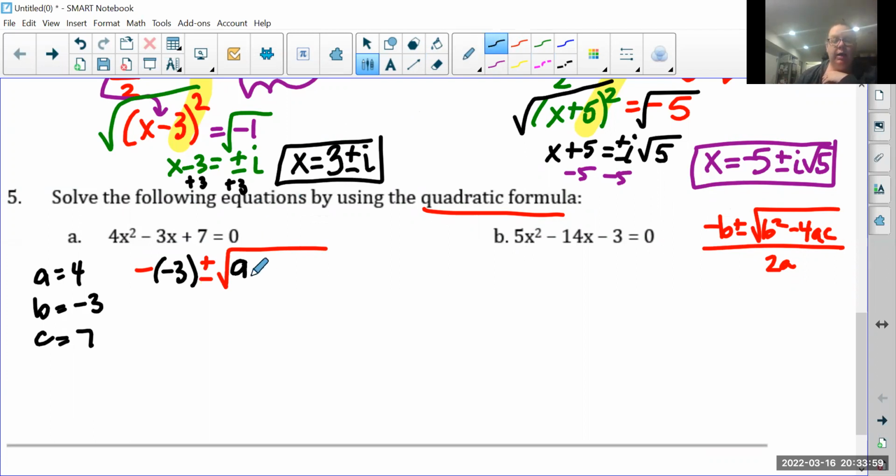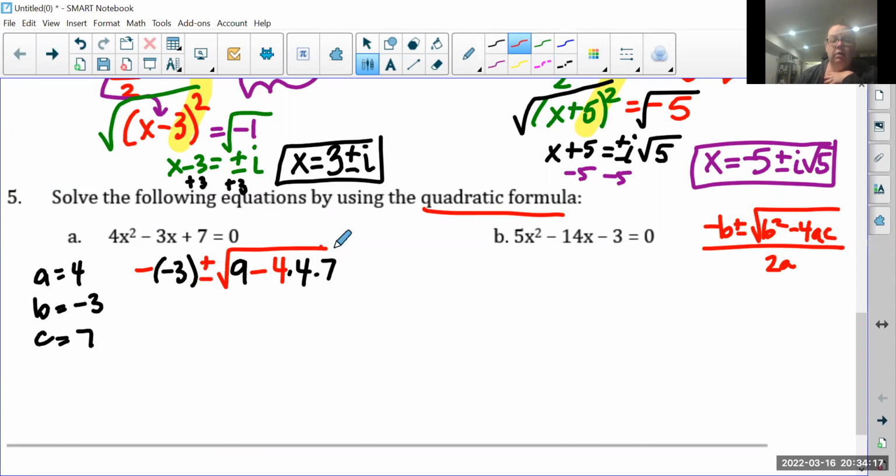Do not do that in a calculator. Otherwise, you're going to kill a puppy. And if you're from my class, you know what I'm talking about.